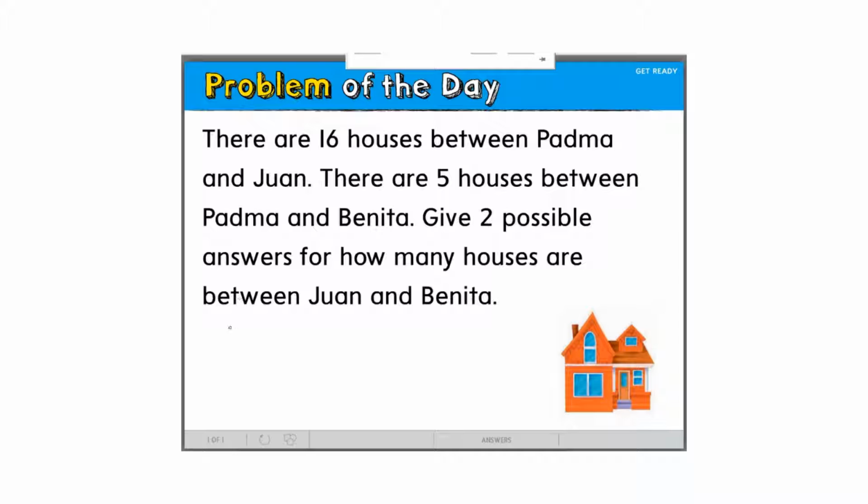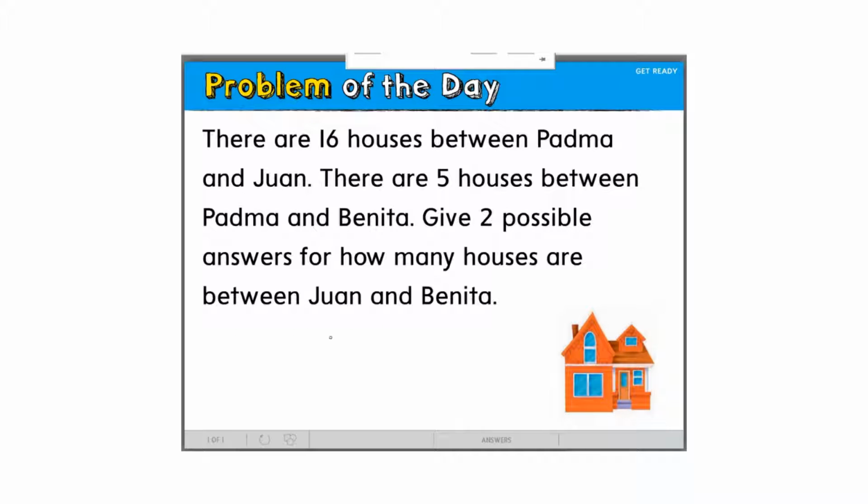So we have Padma here. This is Padma's house. Here's Juan's house. And there are 16 houses in between theirs. Okay, I'm not going to draw them all, but there's 16 houses in between. And then if there are 5 houses between Padma and Benita, so here's where your answer could get different.